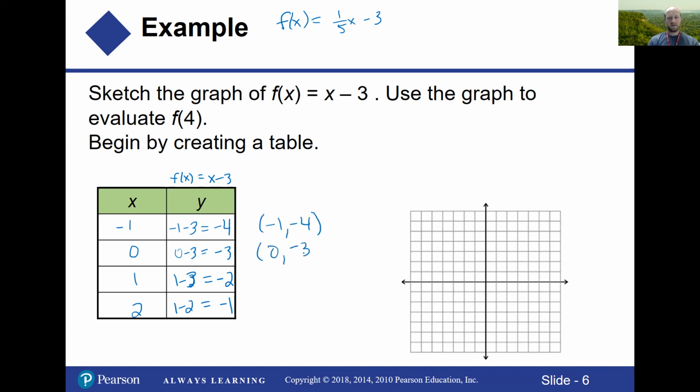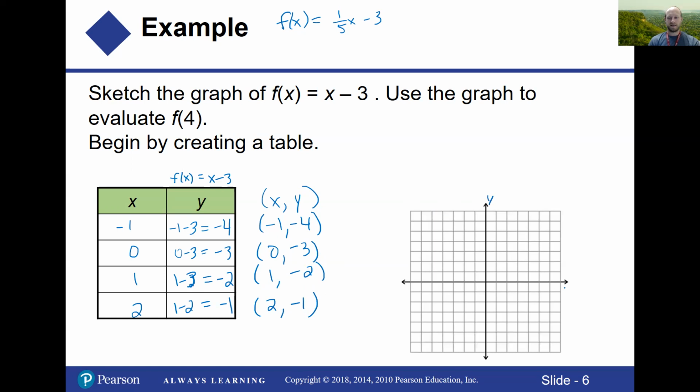0, comma, -3. Remember, it's always x first, then y. For those of you who haven't had math in a while, I'm working harder now after the first chapter to not make assumptions about things, as I've worked with some of you on questions. And that's okay. Sometimes we can do review within a lesson. So let's now plot these points.